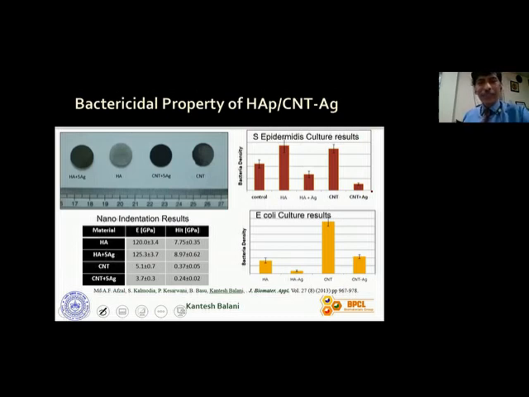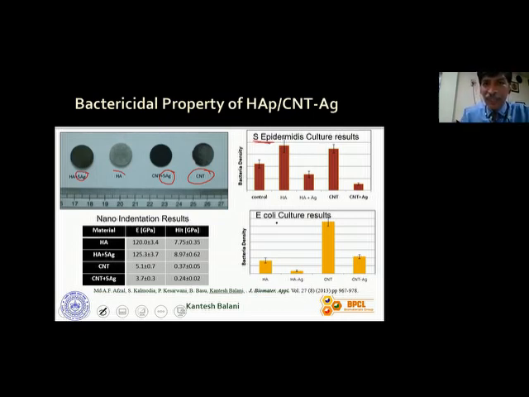Then the second concept was whether carbon nanotube is toxic or not. So we made a pellet of only carbon nanotube. And then we said, we also want to look at the antibacterial nature of silver. So we added silver as well in each one. And we could establish that.